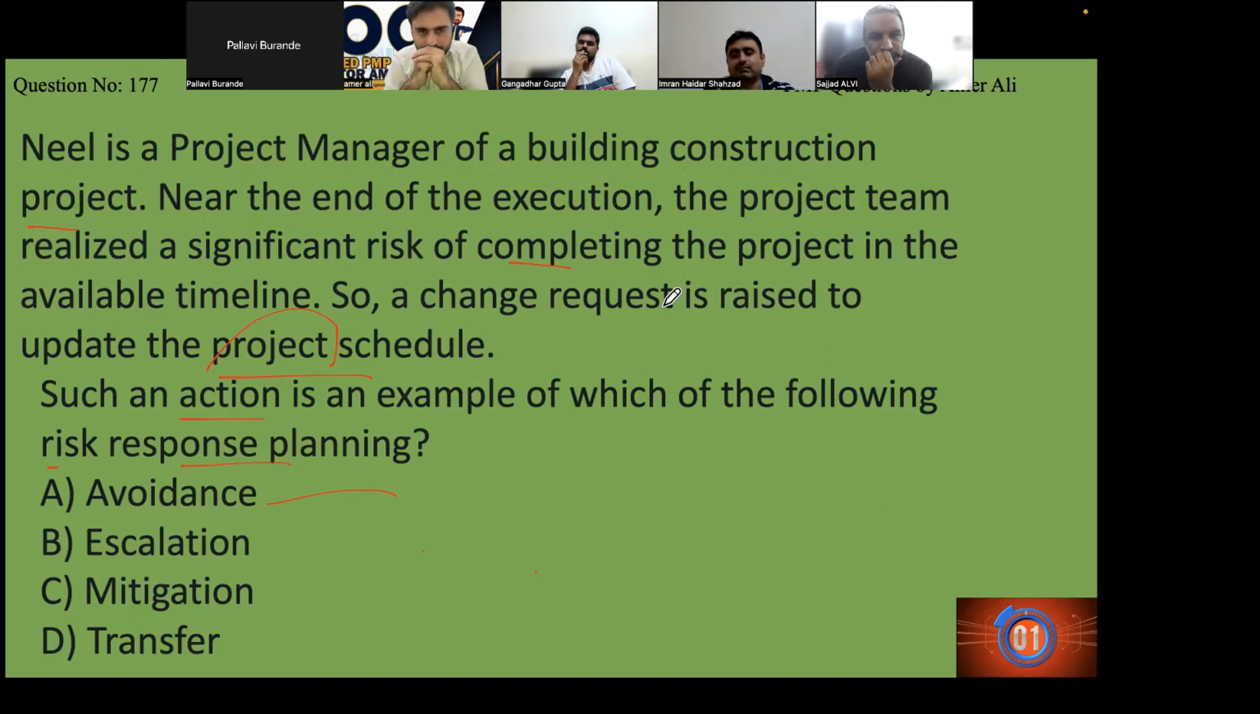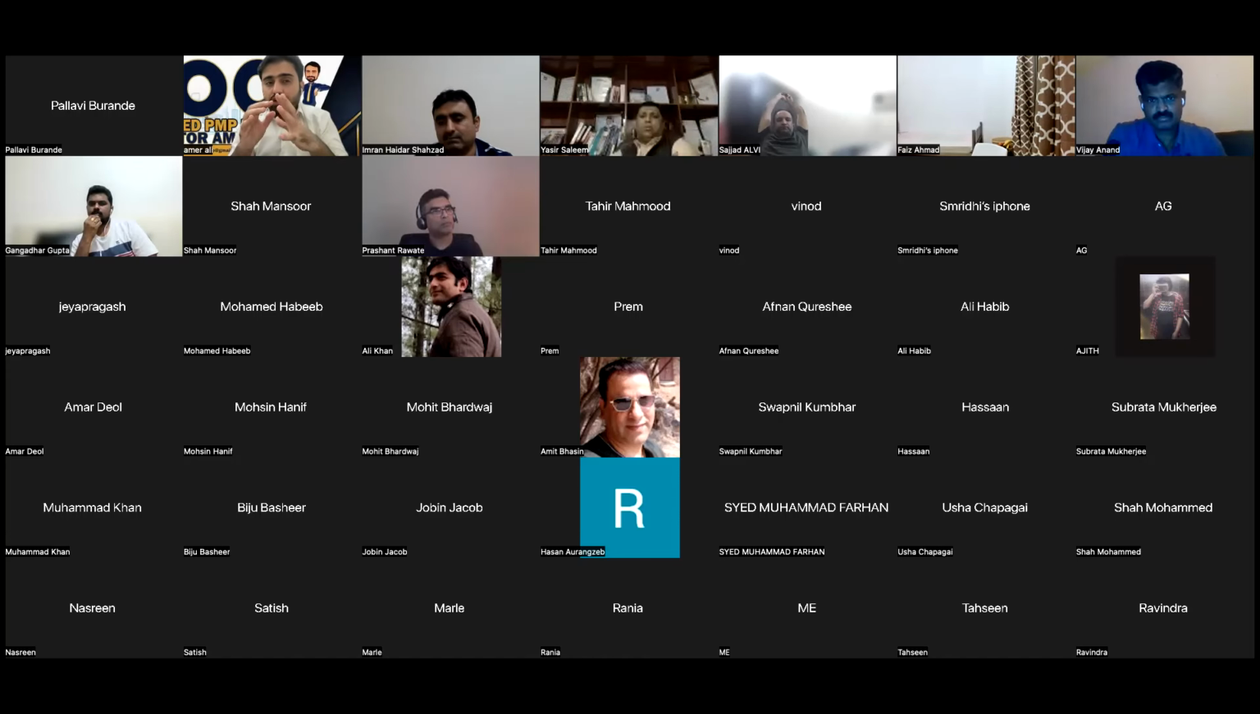My question is, the risk is yet to happen, so I opted for avoidance. Is my understanding correct? Avoidance is not avoiding the risk. Please understand, avoidance is not that. Avoidance and mitigation are both before the risk happens. Transfer is even before the risk happens. Escalation is also before the risk happens.